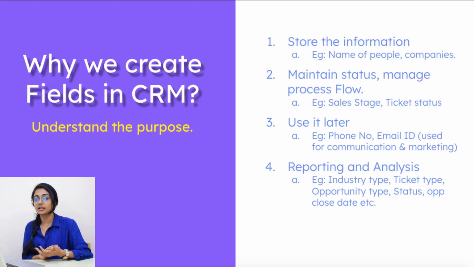Similarly, we have the ticket, opportunity type, whether it is existing business or new business, status, and close date of an opportunity. These are some examples where you can use this information from a reporting analysis point of view, and those fields should be in your CRM. There is one more important parameter, which is OPR. OPR and reporting analysis are the end point of everything.